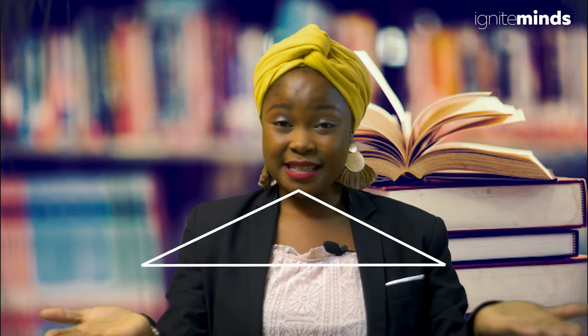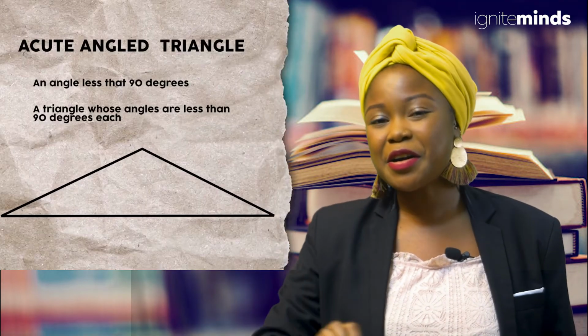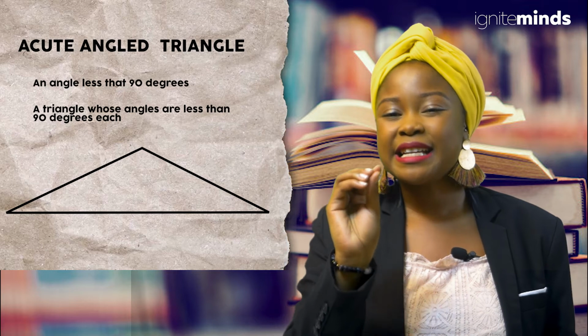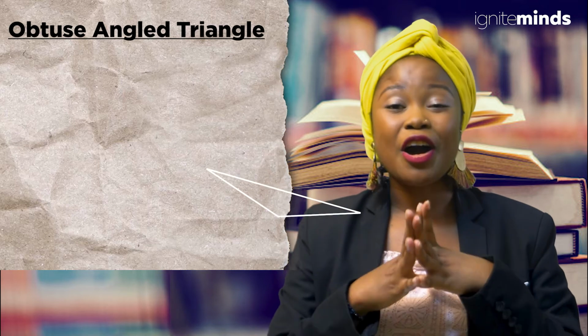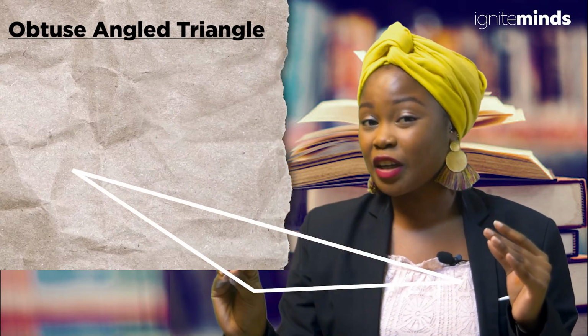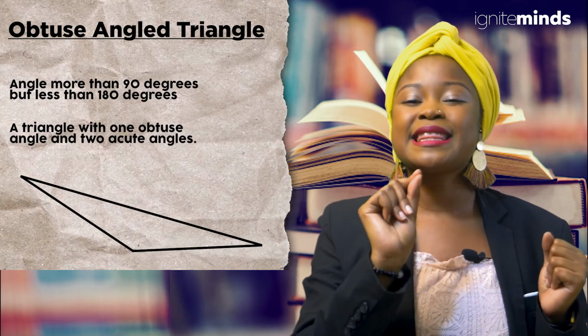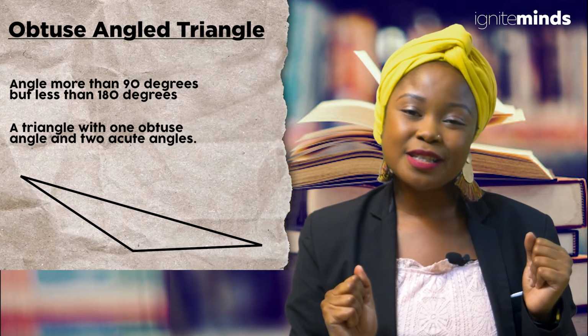Now let's start with this. This is a triangle that is created by an acute angle. Hence, it is called an acute triangle. An acute angled triangle has all its 3 angles less than 90 degrees each. An obtuse angle triangle is a triangle that has one obtuse angle which is greater than 90 degrees and has 2 acute angles.